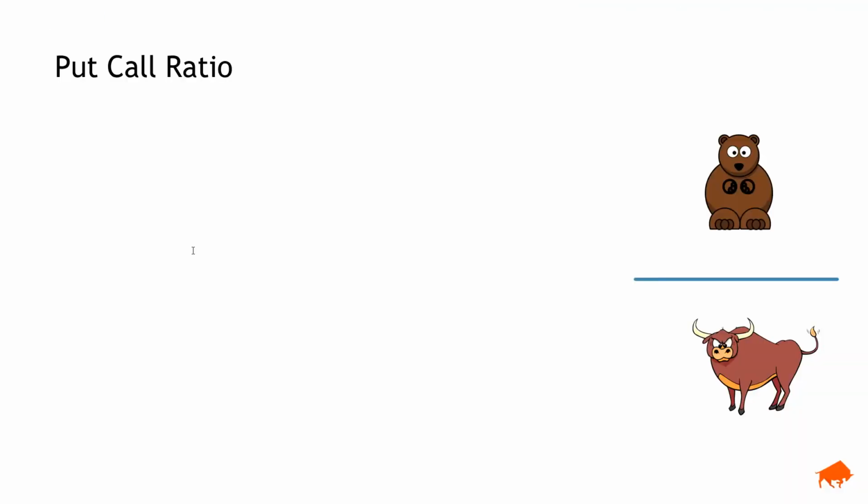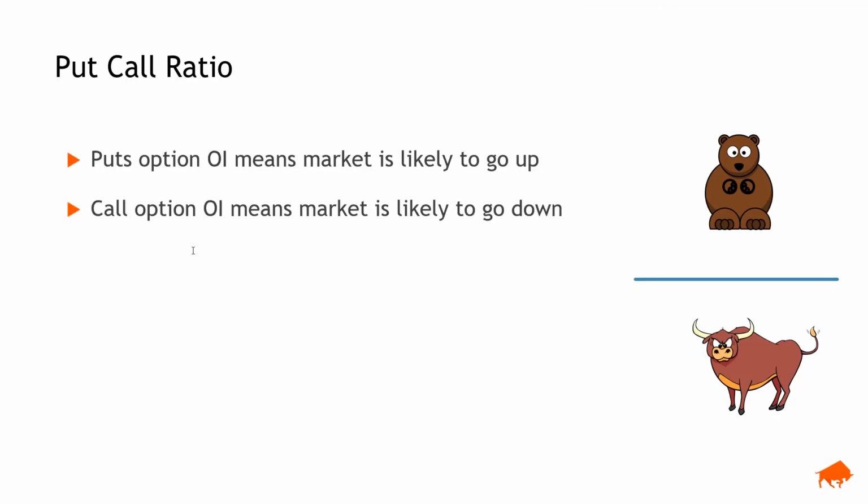Now let's look at put call ratio. Put option open interest means the market is likely to go up from that point or in general. Call option OI means the market is likely to go down from the resistance point of call options or even in general. So if there are more puts than calls, you can assume that the market is more bullish than bearish. Now that's counterintuitive, right? Everyone thinks put is a bad thing, but the reality is when puts are more, the market is more likely to go up.